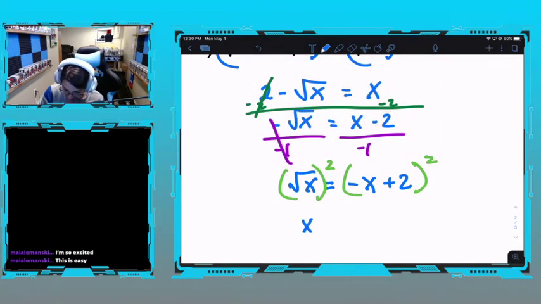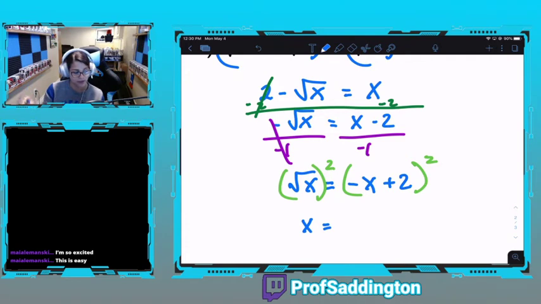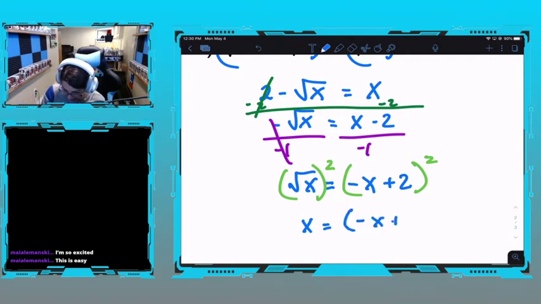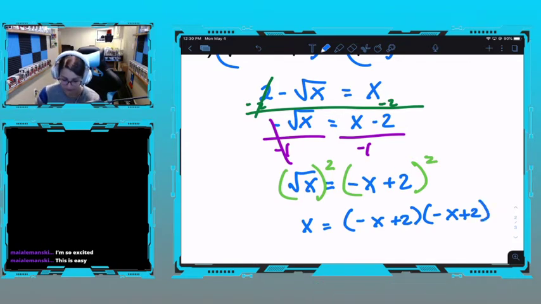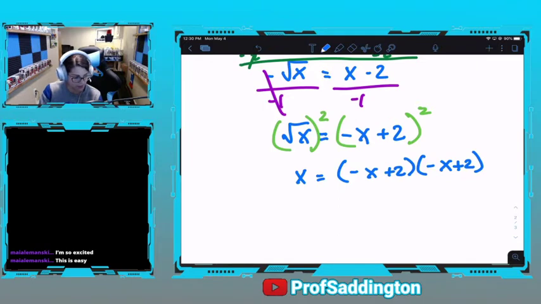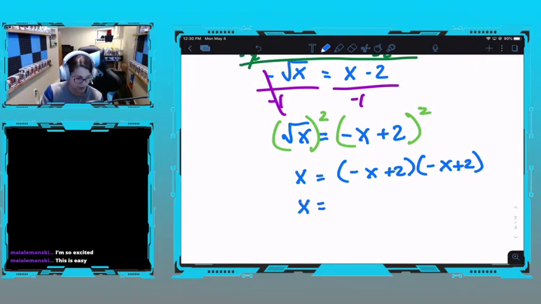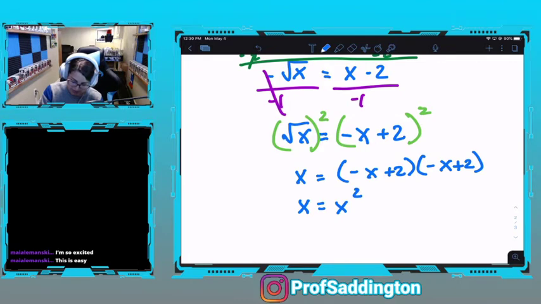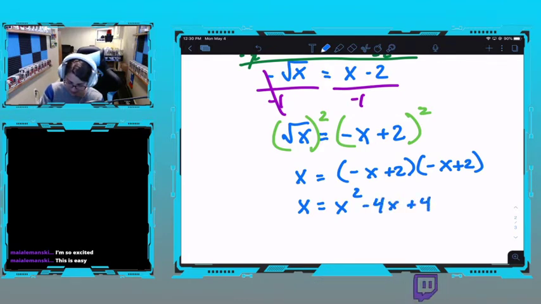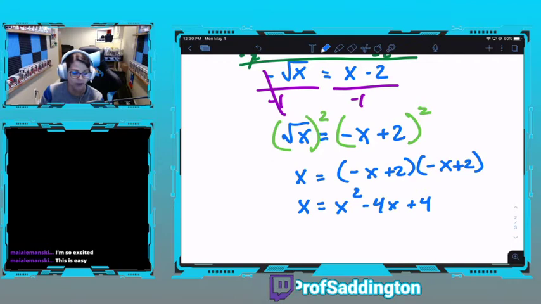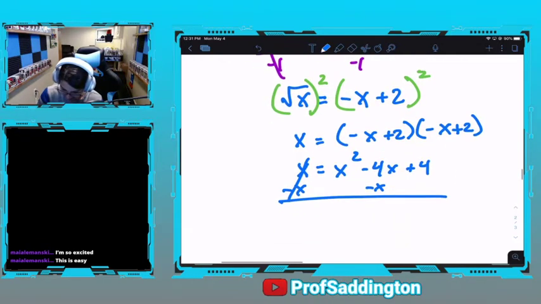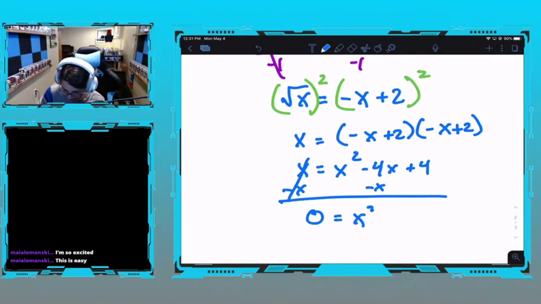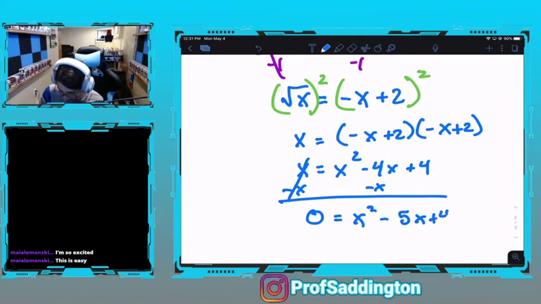So on the left, I'm just left with x, but over here, remember that quantity is going to be twice, so I have negative x plus 2 times negative x plus 2. So then we're going to double distribute. And when the dust settles, we get x equals x squared minus 4x plus 4. And we want to keep that x squared positive, so I'm going to subtract over the x. So we get 0 equals x squared minus 5x plus 4.